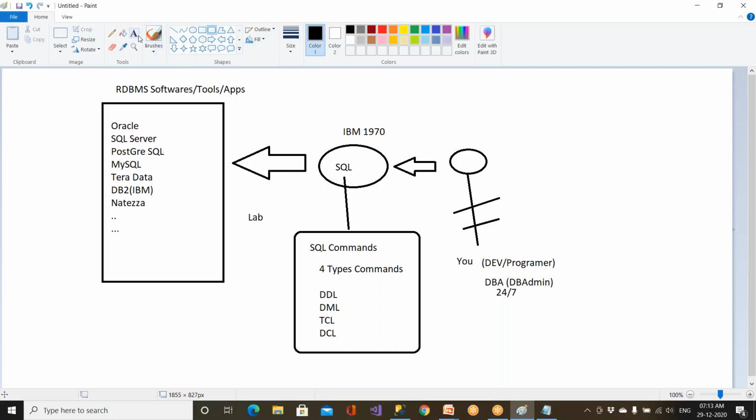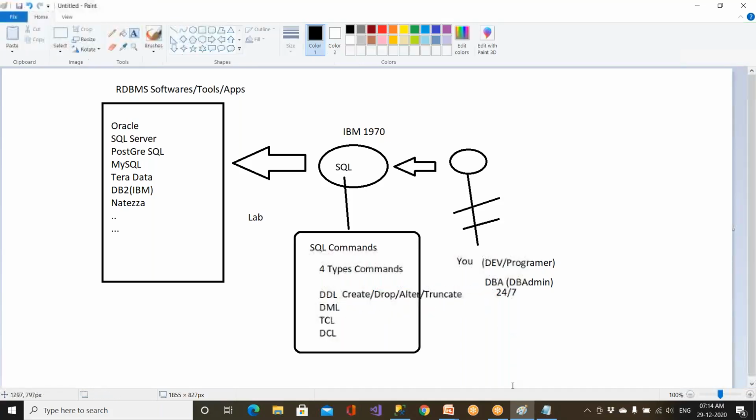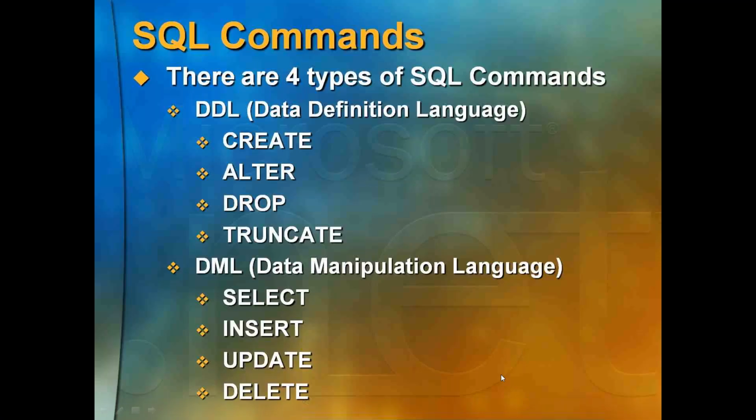Creating a database is a DDL command. Creating, deleting or dropping the database, and we have altering it. Altering means modifying. And one more command is called truncate. These are called DDL commands. So we know how to create a database, and now we know how to drop a database. Data definition means you need to create an object. Clear? So what did we create?